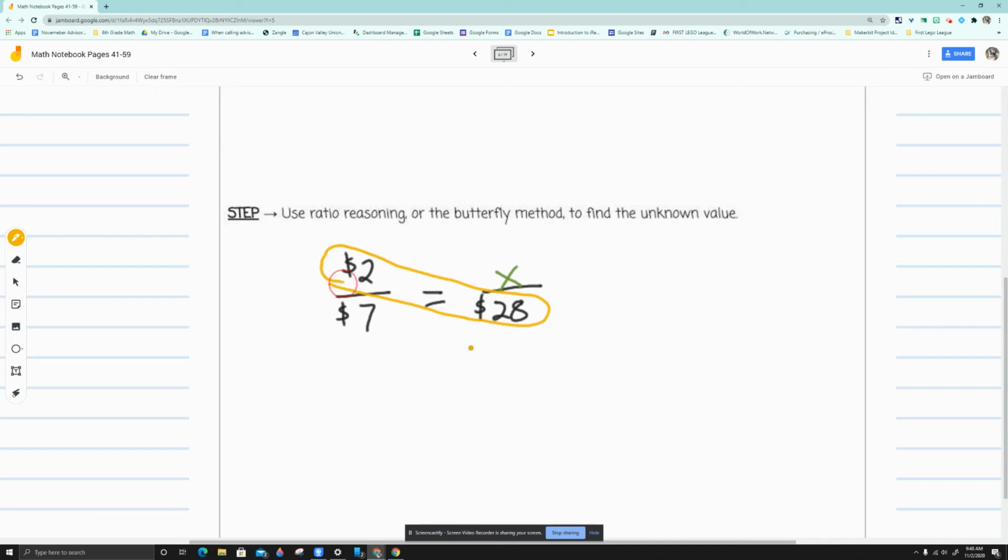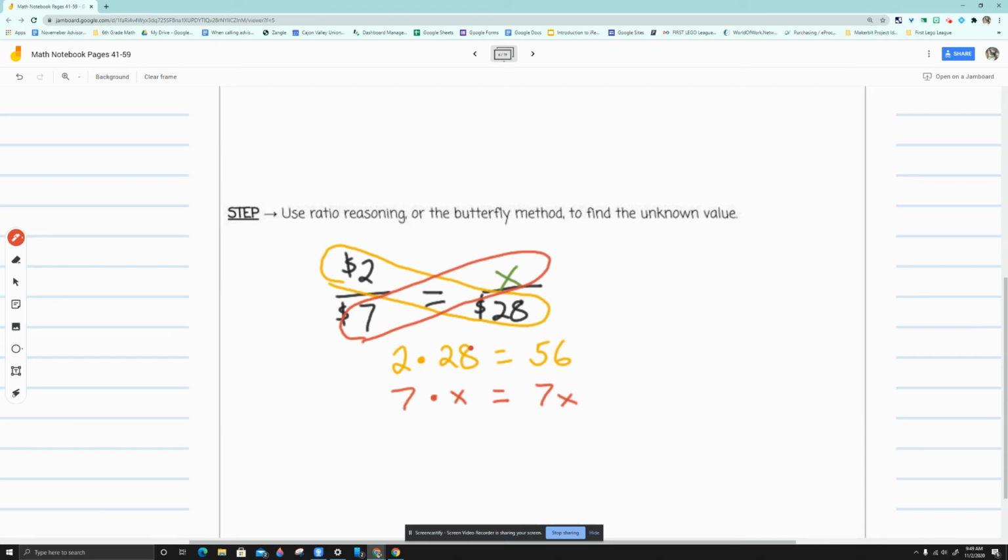I'm going to cross multiply. I'm going to multiply 2 times 28, and I'm also going to cross multiply 7 times X. Okay, so 2 times 28. Well, I know that 2 times 25 is 50, and this is 3 more on each side, so it'd be 6 more total. So 2 times 25 is 50 plus 6, 56. So 2 times 28 is 56. And 7 times X, that's easy. 7 times X is just 7x.